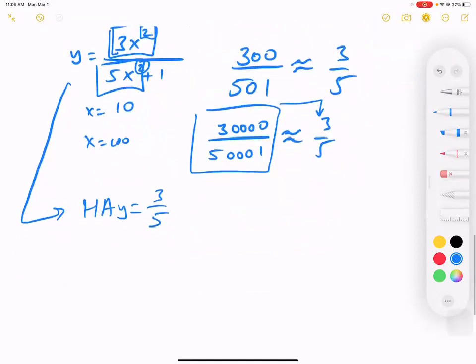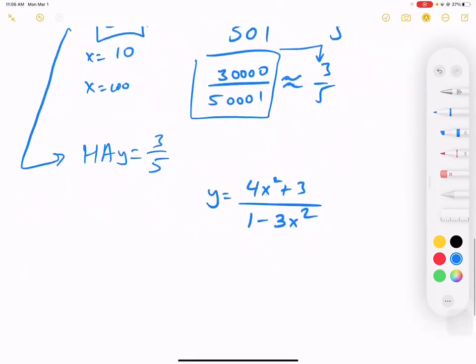Here's a tricky one that they like giving. Y is equal to, let's say, 4x squared plus 3 over 1 minus 3x squared. Okay? I want you to take a look at this problem and ask yourself, what is the biggest exponent for these problems? Is the top exponent bigger, the bottom exponent bigger, or are they exactly the same? Do they follow rule 1 or rule 2?